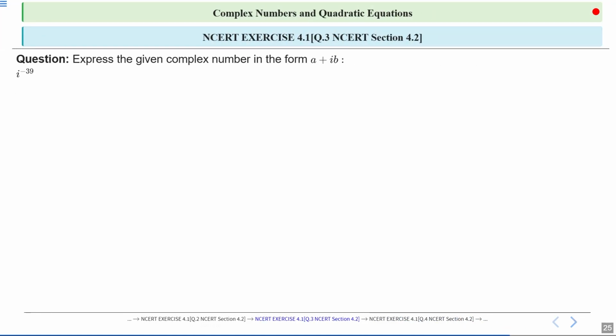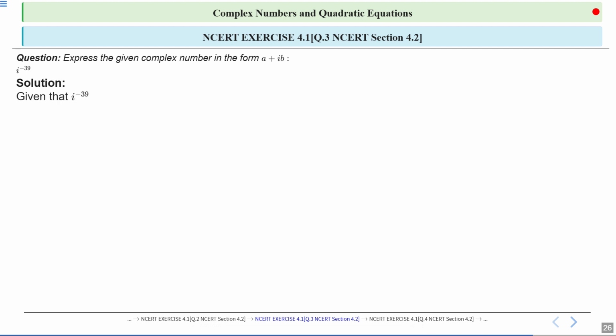Now, let's look at question number 3. In this question, we have to express the given complex number in the form a plus iota times b. And here we have given the expression iota to the power minus 39. First of all, try it yourself, how to solve this question, and then see the solution.